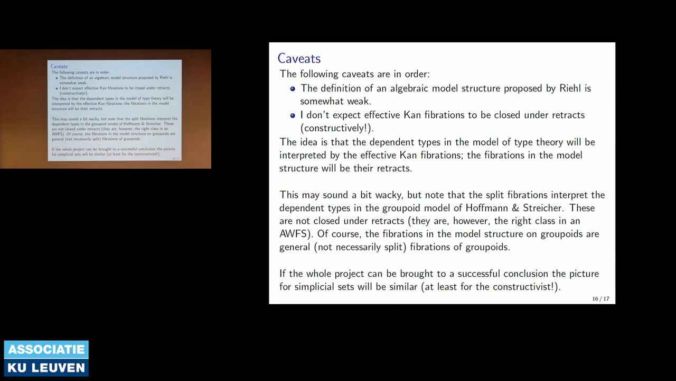So this is sort of to argue against the view that the fibrations in the model structure have to be literally the same class of maps that interpret the type dependencies. I mean, these things could be the same. And if this project is successful, the class of maps in the model structure and the class of maps interpreting the dependent types will be different. So that's it. Yeah, thank you.